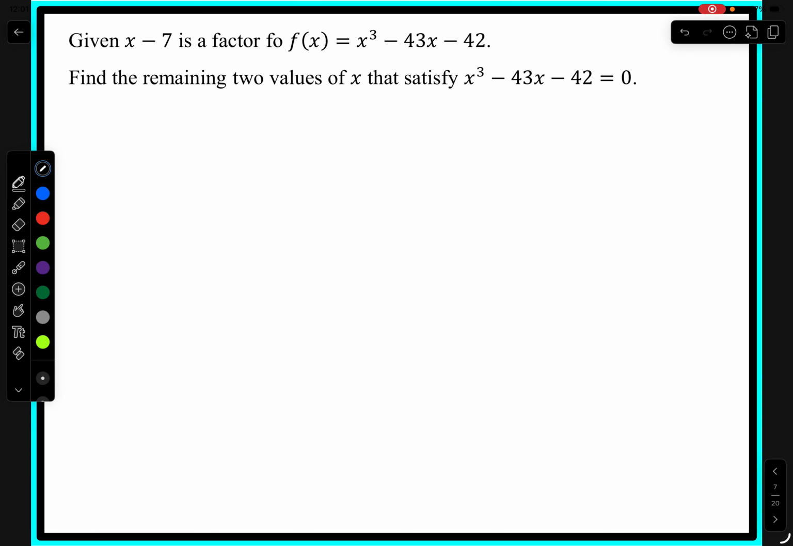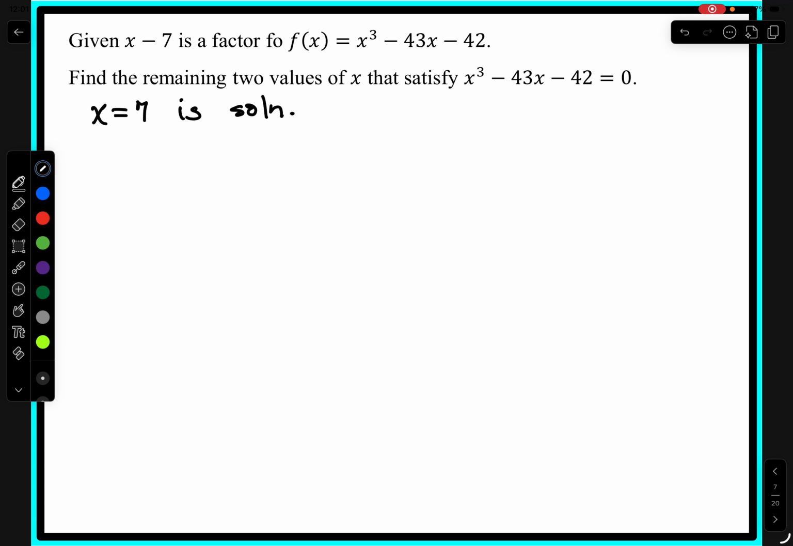In this example, we're given that x minus 7 is a factor of f of x, and we want to find the remaining two values of x that satisfy the condition where this function is going to equal 0. So since we know x minus 7 is a factor, that means that x equals 7 is a solution, because it's equivalent again to that idea.